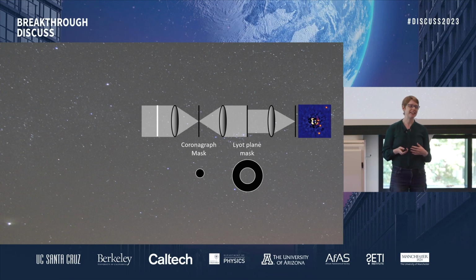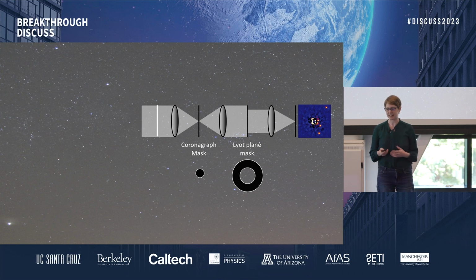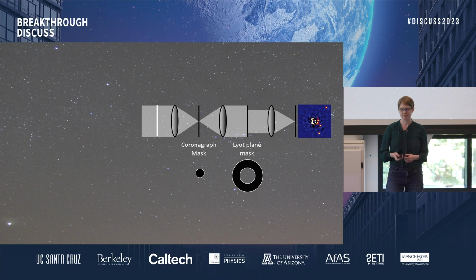So the example that I'm showing here is a multi-planet directly imaged system, HR 8799, where in this image you can see 3 of the 4 planets that have been directly imaged around that star.